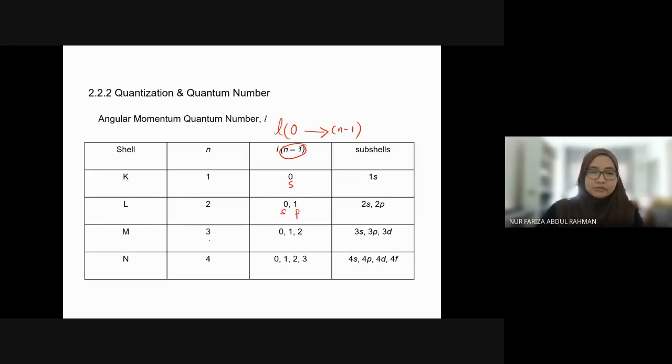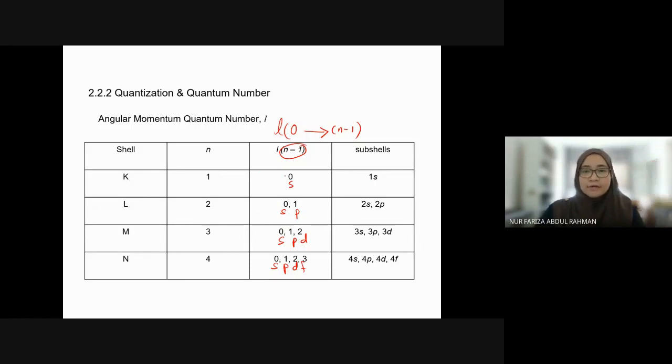If N is equal to 3, that means we have 0, 1, 2. This is S, this is P, this is D. If N is equal to 4, we can have S orbital, P orbital, D orbital, and F orbital. All right, so how do we represent this subshell?